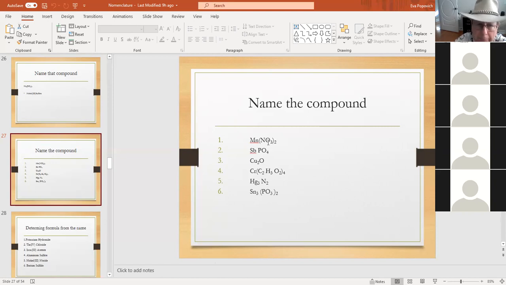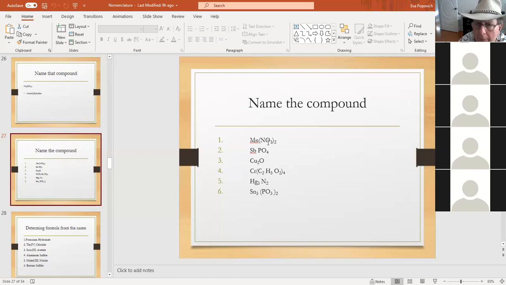Okay, number 3. Who had number 3? Dylan: copper 1 oxide. Who had number 4? Jackson: chromium 4 acetate. And the last one, number 5.